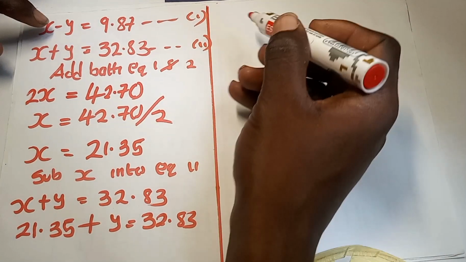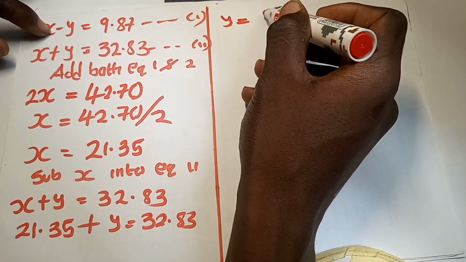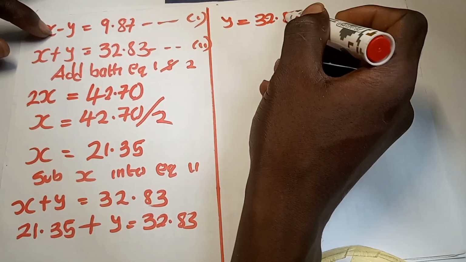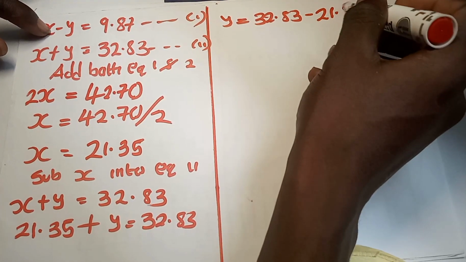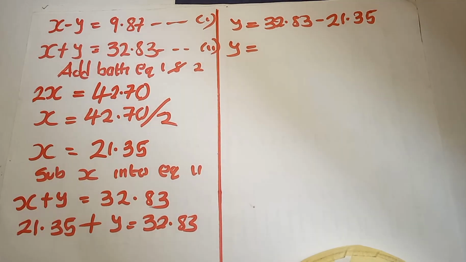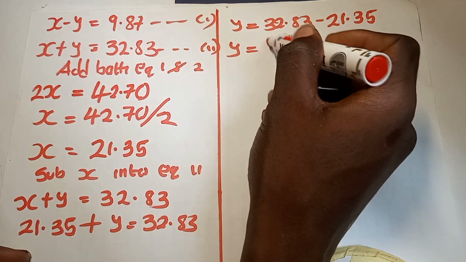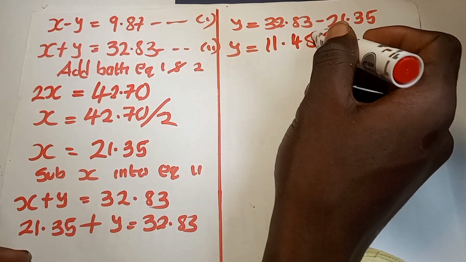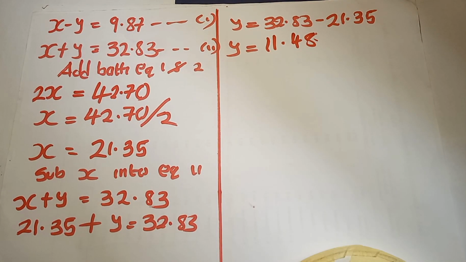So if I want to get the value of y, y is equal to 32.83 minus 21.35, that's the value of x. My y is equal to 11.48. So my x is 21.35, and my y is 11.48. So I can easily put it on my table.